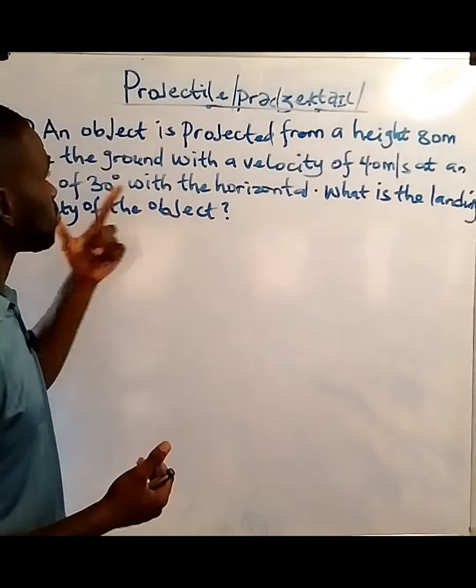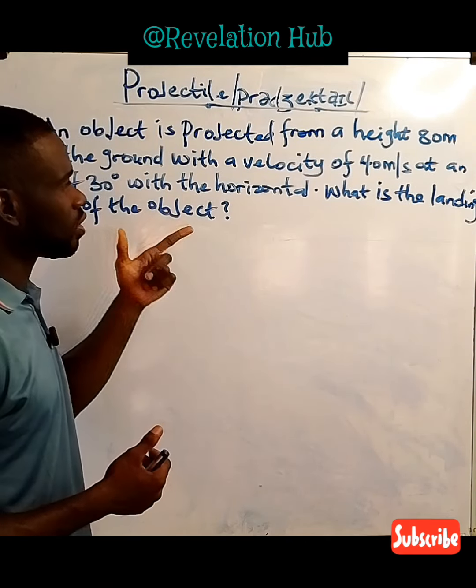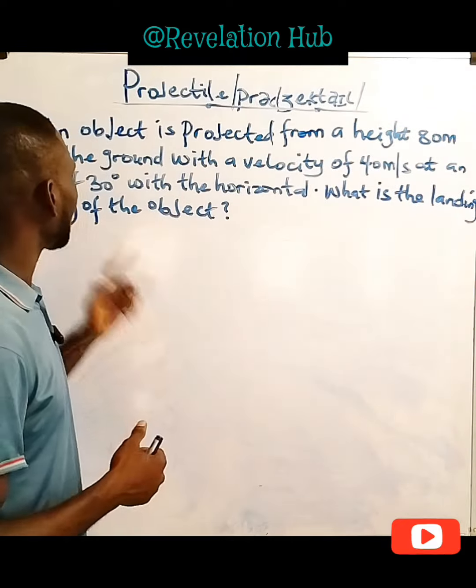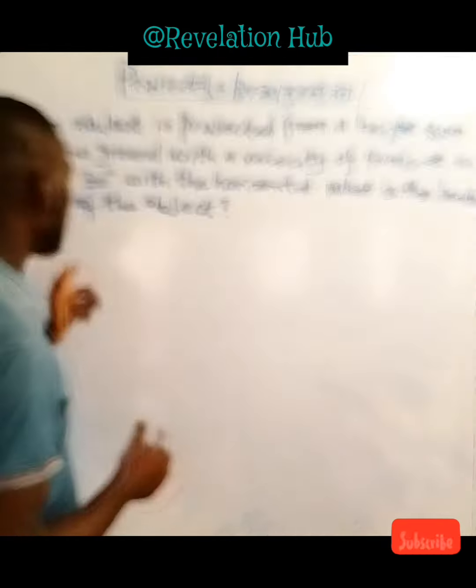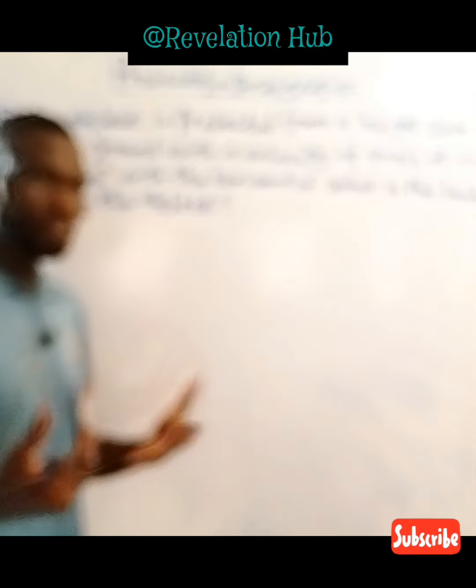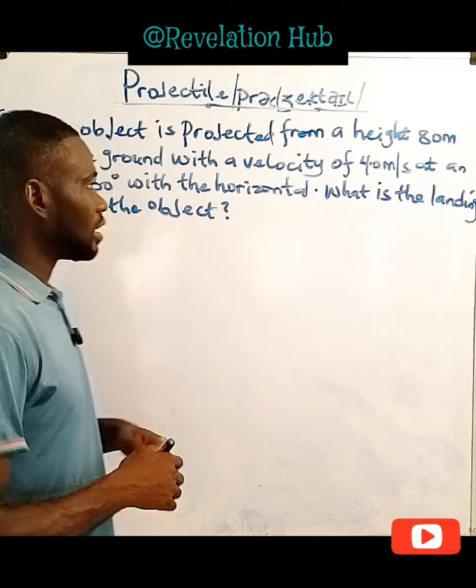An object is projected from a height 80 meter above the ground with a velocity of 40 meter per second at an angle of 30 degrees with the horizontal. What is the landing velocity of the object? Now, the first thing we have to do, don't forget, we try to interpret this using the diagram. Let's see how we can interpret that.